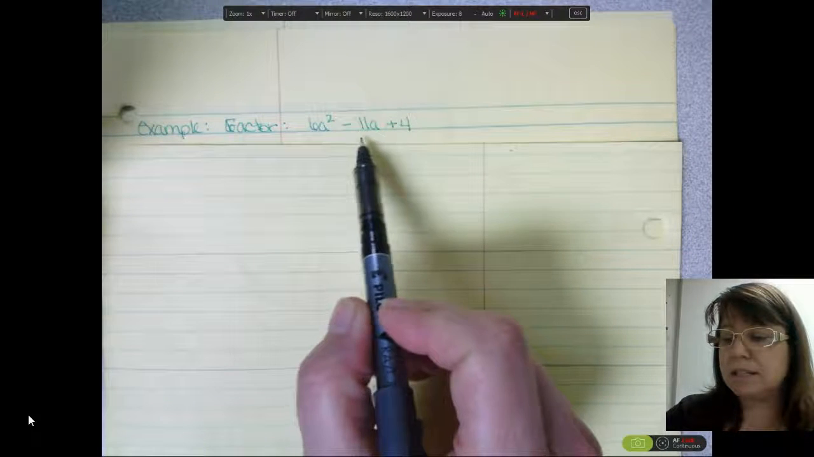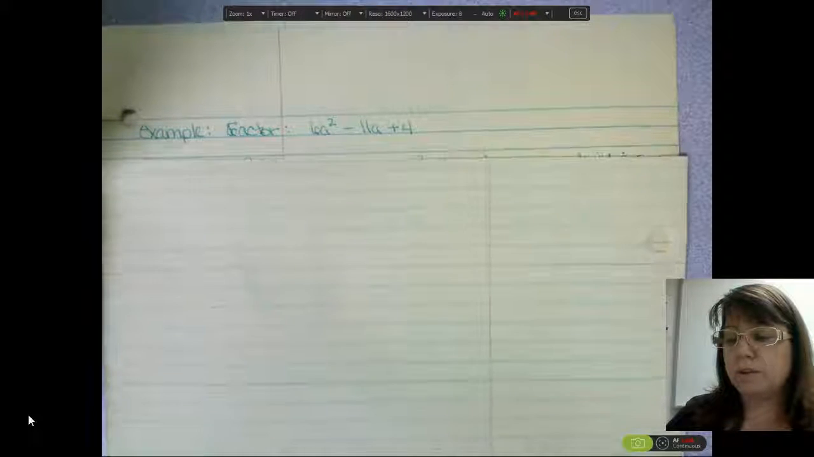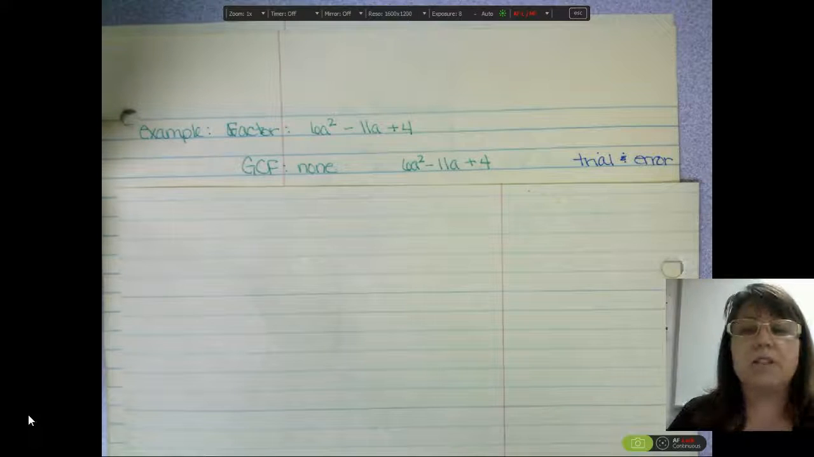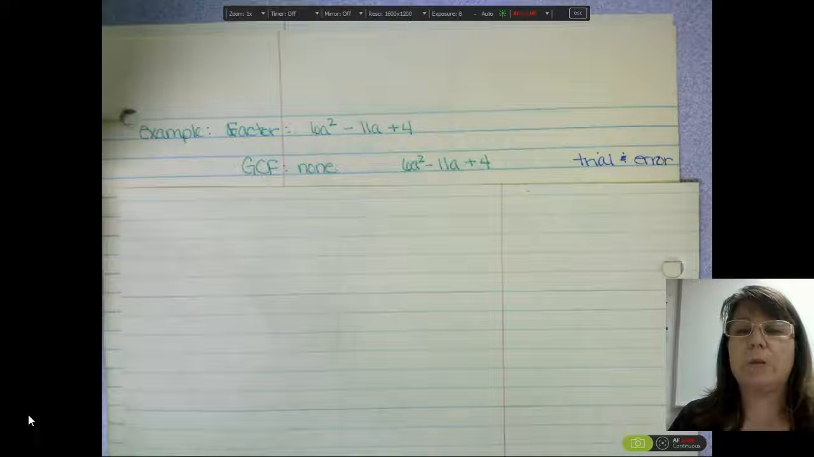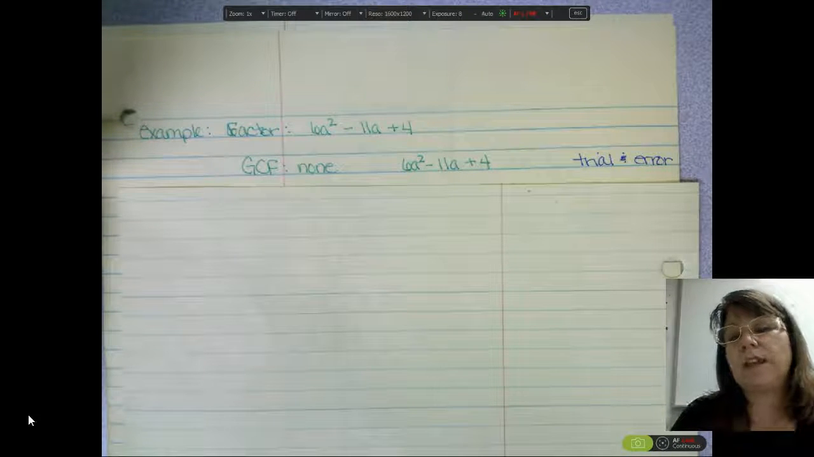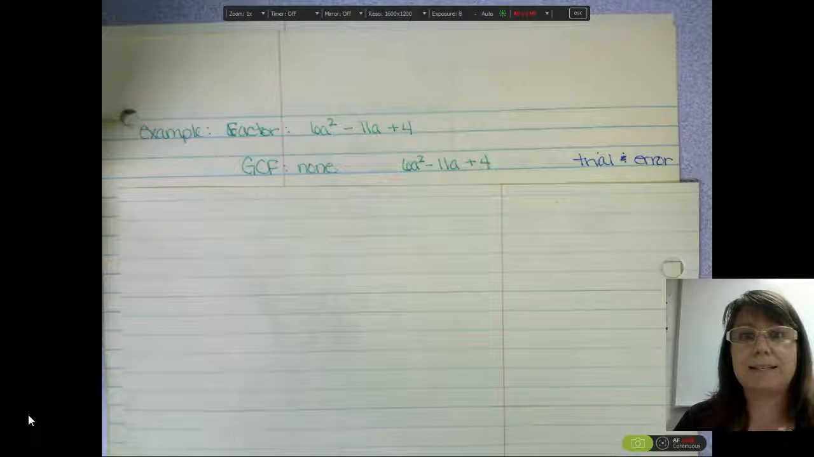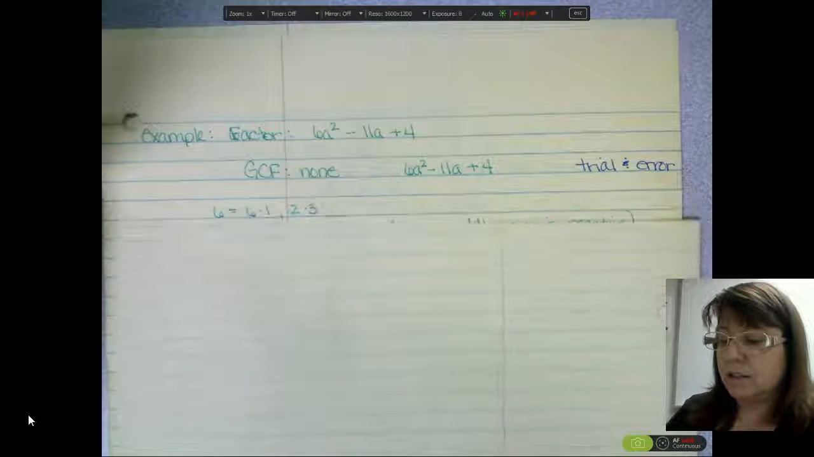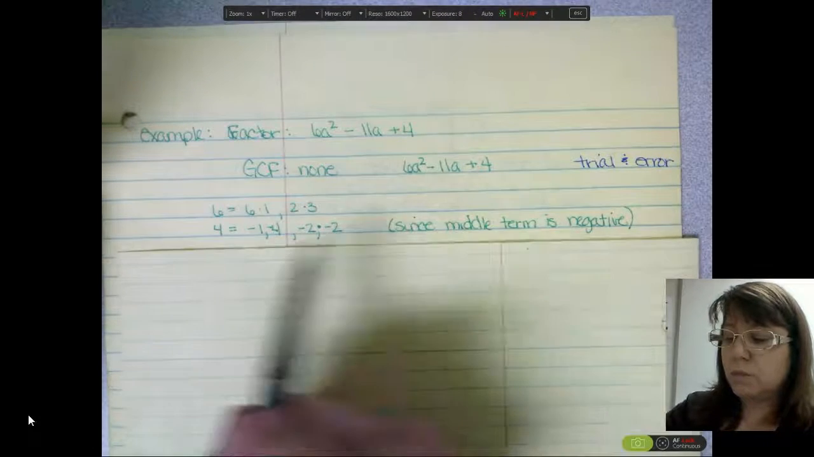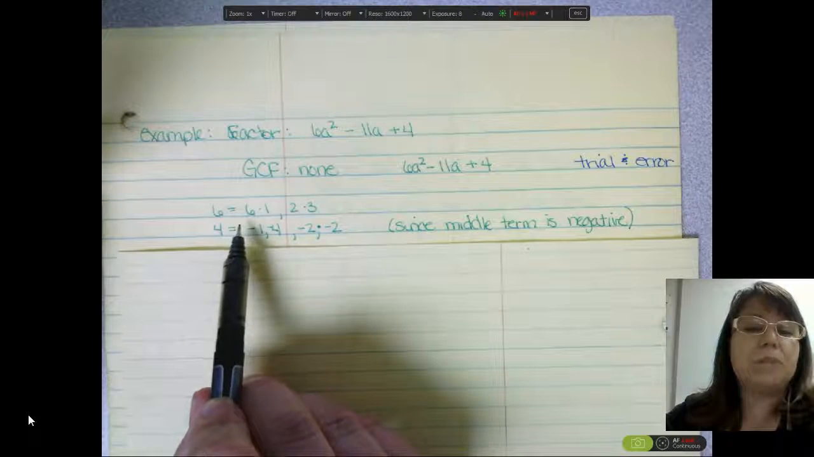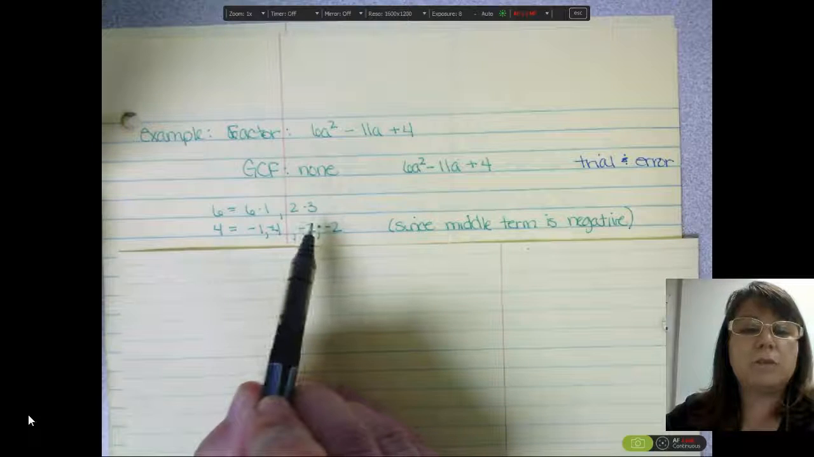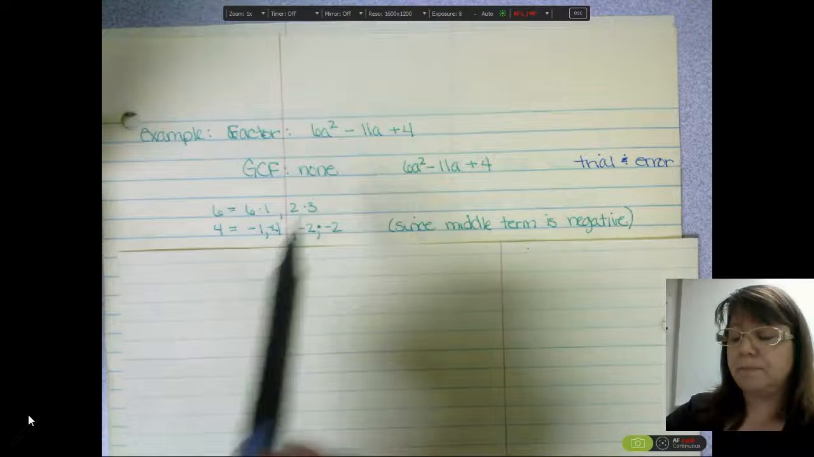6a squared minus 11a plus 4. Well, I don't see any GCF, so I should be able to use the trial and error method. And after I show you the trial and error method, I'm going to show you the X method. So the first thing I want to do is break apart the 6. My choices are 6 times 1 and 2 times 3 in some combination.